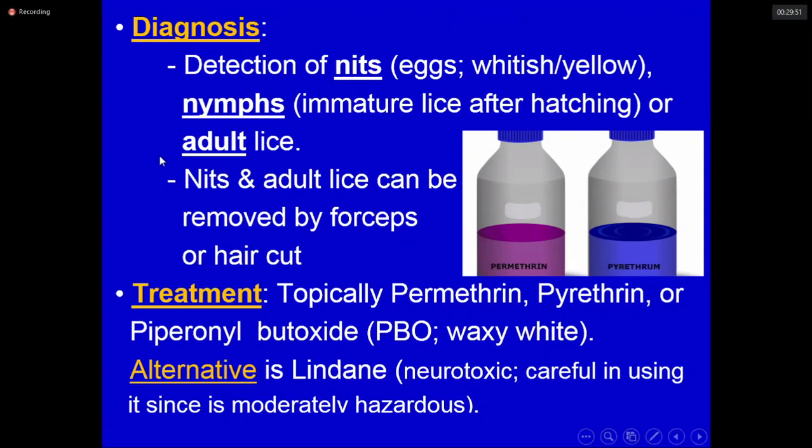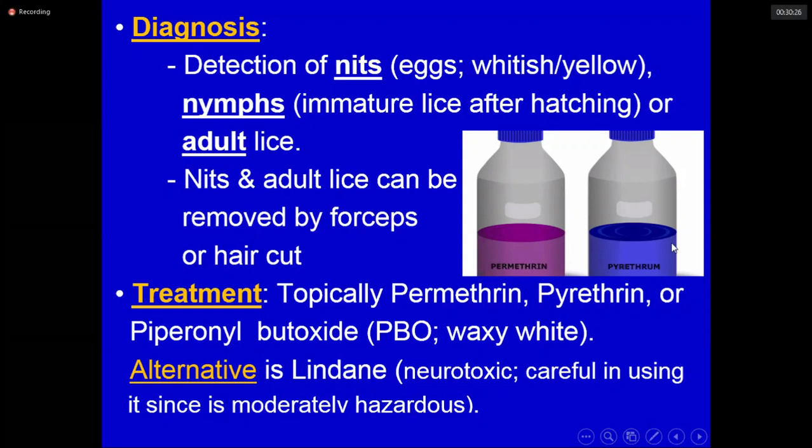The nits and adults can be removed by forceps, or you cut the hair. The easiest way. Treatment, you could apply topically the permethrin, which I have just mentioned for the scabies. Permethrin, this is the red one. Okay? Or you can use pyrethrin in the same way. Permethrin, pyrethrin. This is the blue one, the pyrethrin.